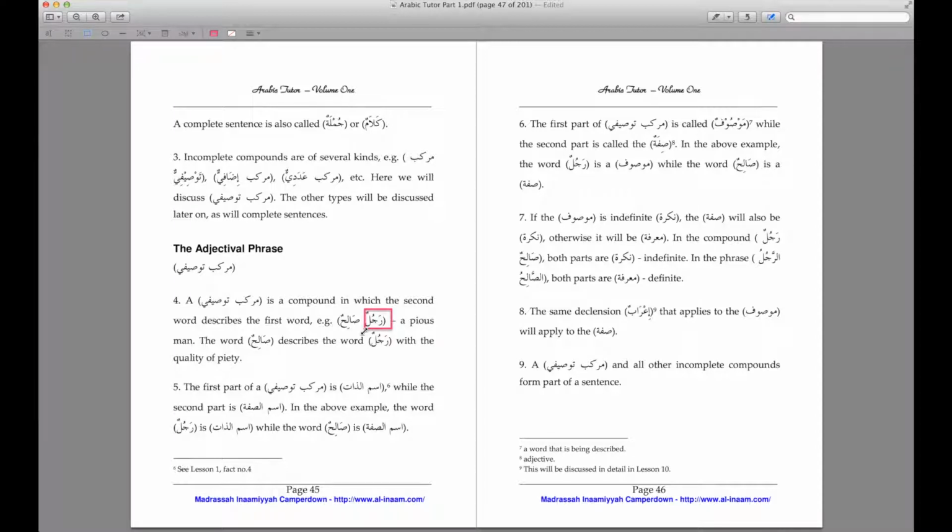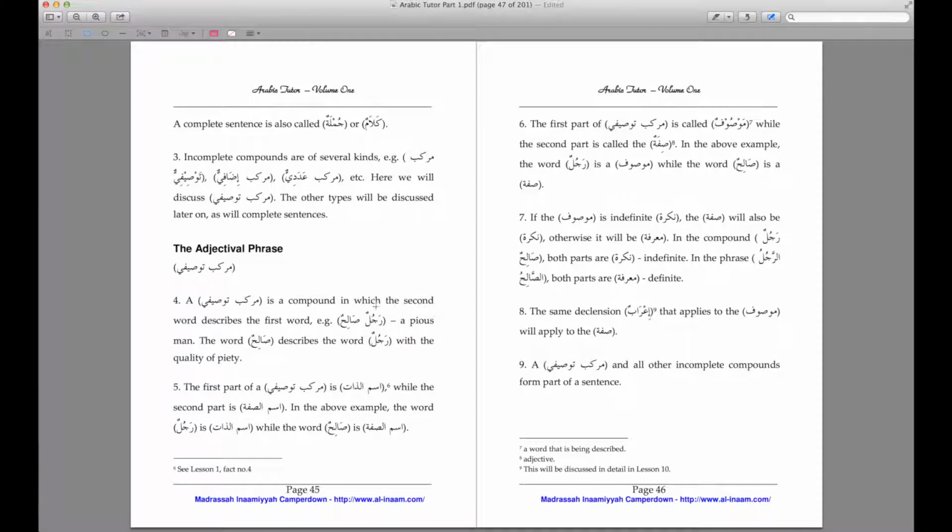Rajulun is nakira, meaning it's a man. We don't know who this is, not a specific man. Because this is nakira, indefinite, Salihun, this characteristic, is also indefinite. This is a pious man, the piety of the man. This is indefinite, generalized, not specific. Otherwise it will be marifa.